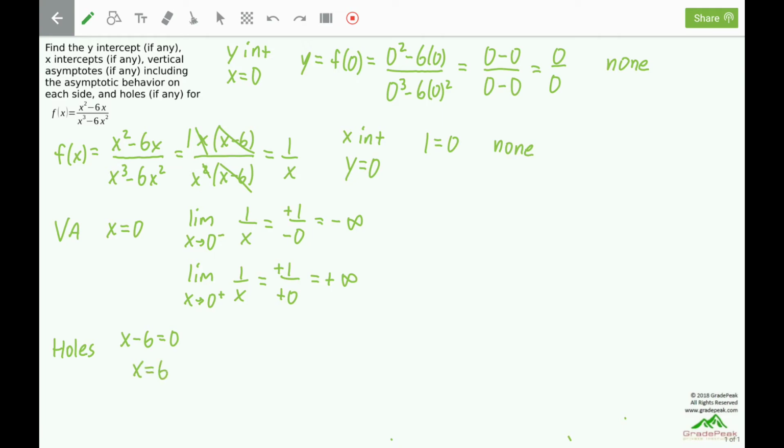The corresponding y-coordinate can be found by plugging that x-coordinate into the function using the fully factored and canceled version, which is the 1 over x. So f of 6 will be 1 divided by 6. We have an x-coordinate of 6 and a corresponding y-coordinate of 1 over 6. And there's where a hole would be found.